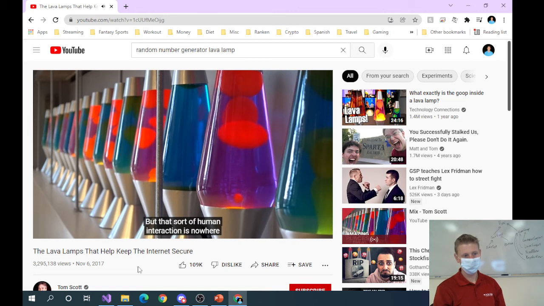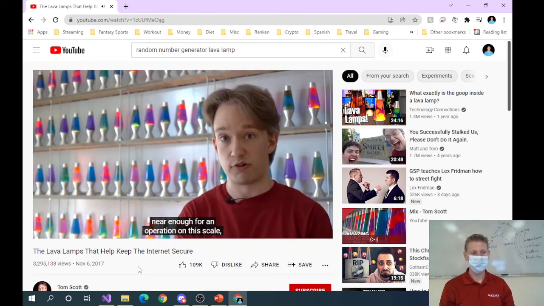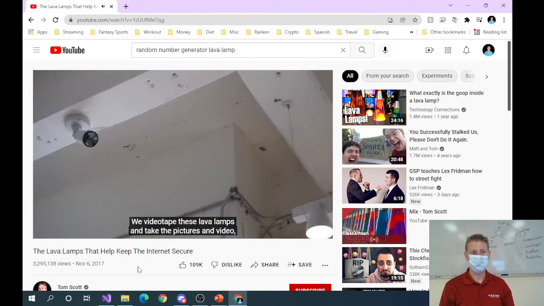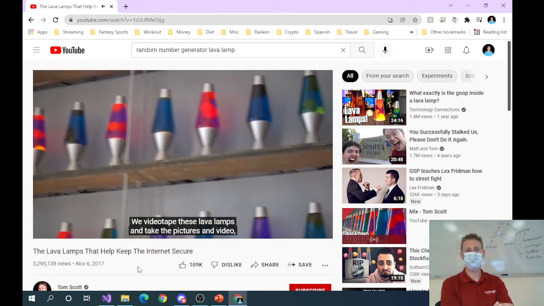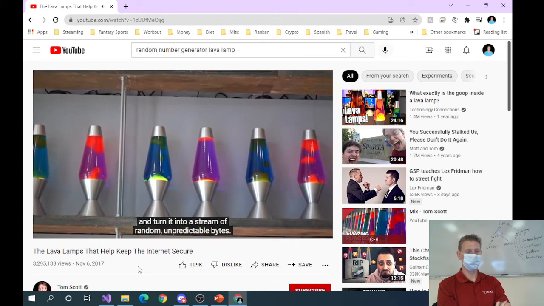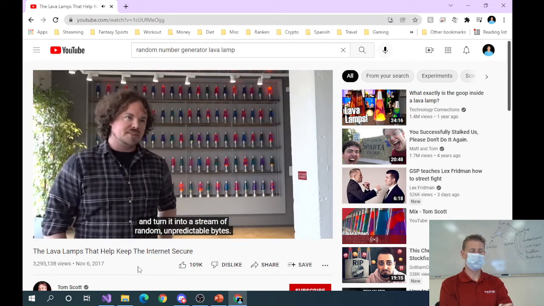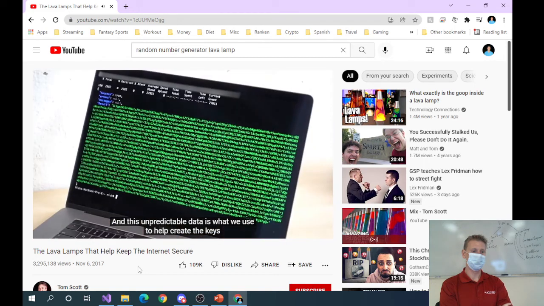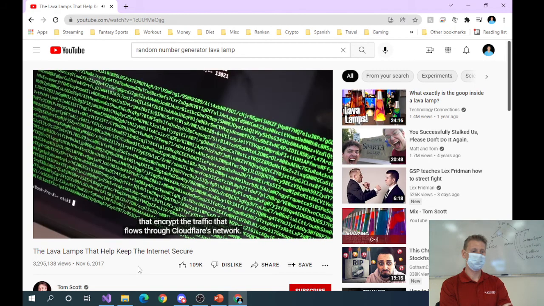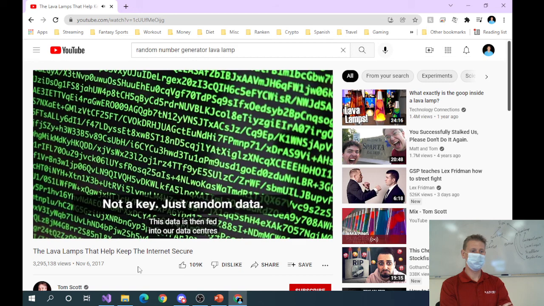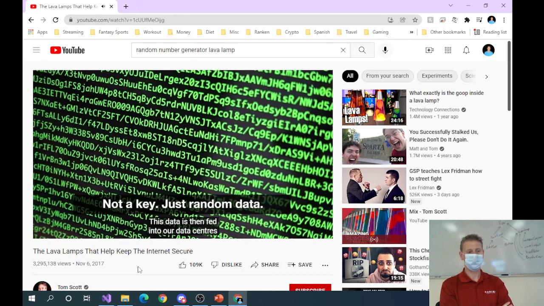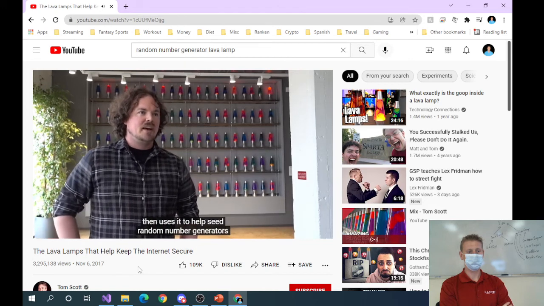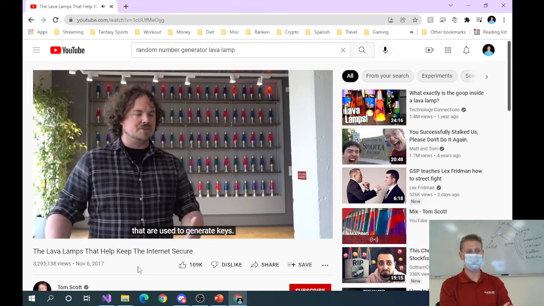But that sort of human interaction is nowhere near enough for an operation on this scale, hence lava lamps. We videotape these lava lamps and take the pictures and the video and turn it into a stream of random, unpredictable bytes. And this unpredictable data is what we use to help create the keys that encrypt the traffic that flow through Cloudflare's network. This data is then fed into our data centers and then fed into the Linux kernel, which then uses it to help seed random number generators that are used to generate keys.